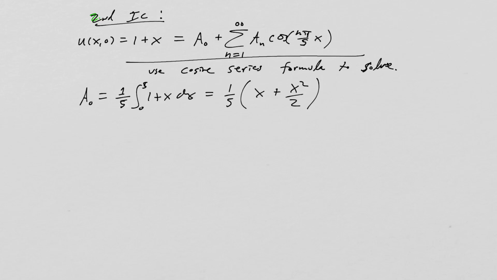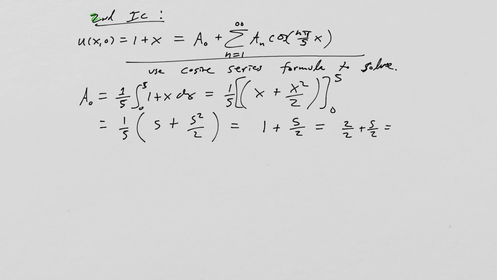And then we evaluate at 0 up to 5, and we're going to get that being 1/5 times 5 plus 5 squared over 2. And then we're going to get 1 plus 5 over 2 when we multiply in the 1/5. And that, of course, is going to be 2 over 2 plus 5 over 2, which is equal to 7 halves. So that's my a naught parameter. All right, so I found my first coefficient.